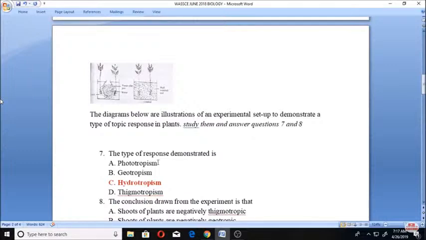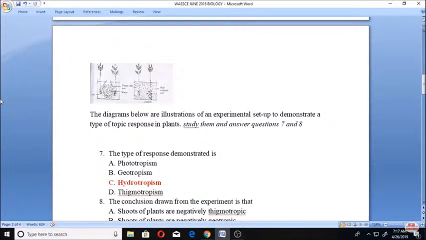The diagram above shows illustrations of the experimental setup to demonstrate a type of tropic response in plants. Study them and answer questions 7 and 8. The type of response demonstrated is A, phototropism, B, geotropism, C, hydrotropism, or D, thigmotropism? The answer is hydrotropism, because when you look at this setup, you see water. Any movement that has to do with a relationship to water, you know it's hydrotropism.